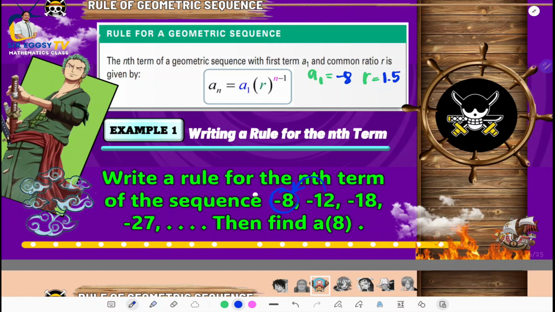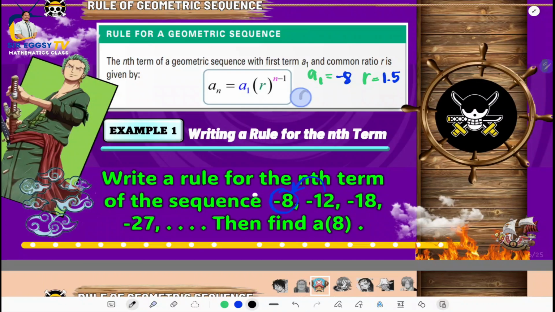Okay, now let's find the nth term. So in this case, using the formula or the general term, we will have a sub n is equal to the first term, which is negative 8, times the common ratio, which is 1.5, raised to n minus 1. Therefore, the nth term of our sequence is a sub n is equal to negative 8 times 1.5 raised to n minus 1.